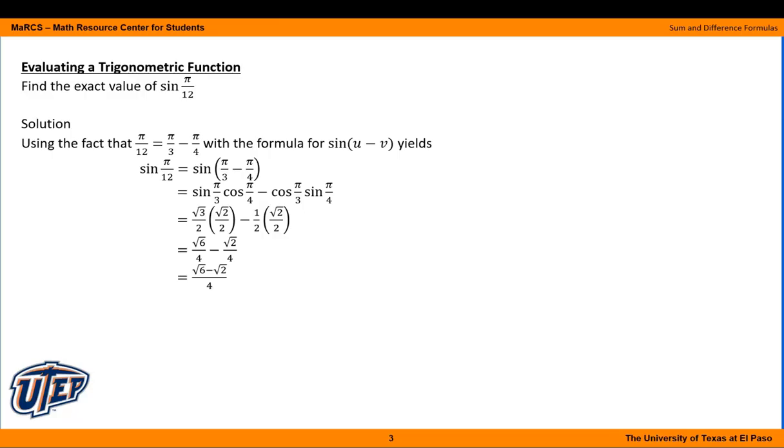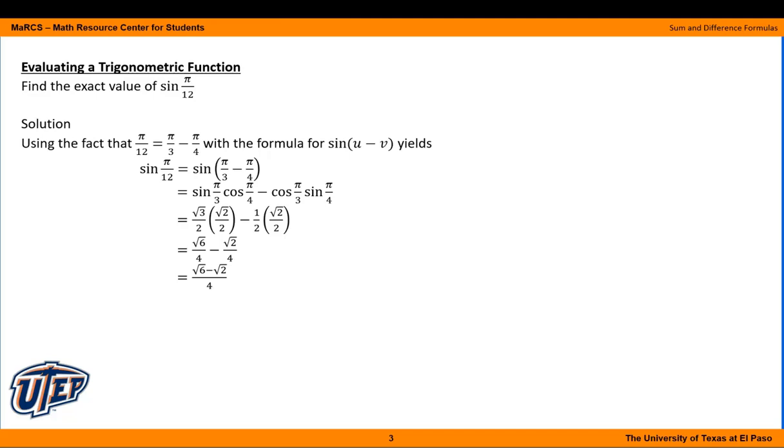In this example, we want to find the exact value of sine of pi over 12. Notice that pi over 12 is not one of the standard unit circle angles. Because of that, we rewrite it as the difference of two angles whose values we do know. We write pi over 12 as pi over 3 minus pi over 4. Now we can apply the sine difference formula.